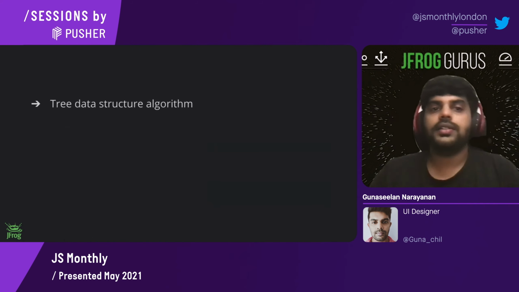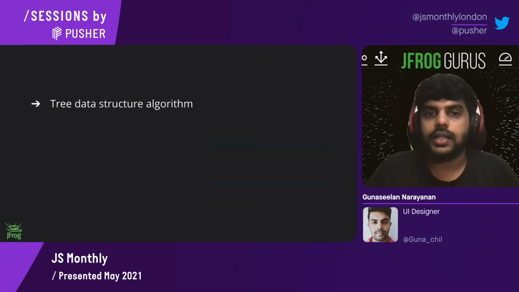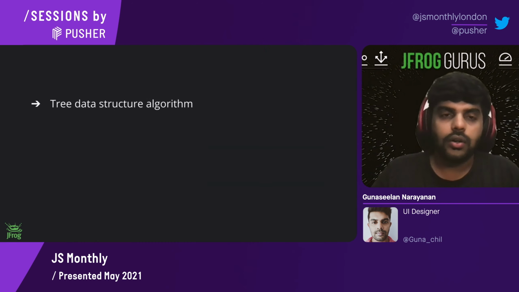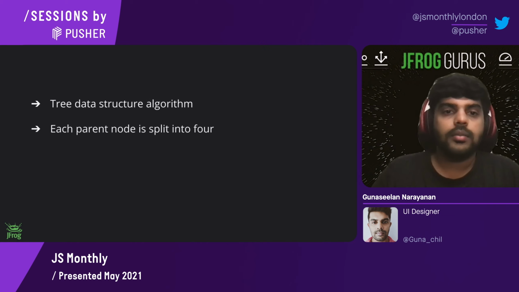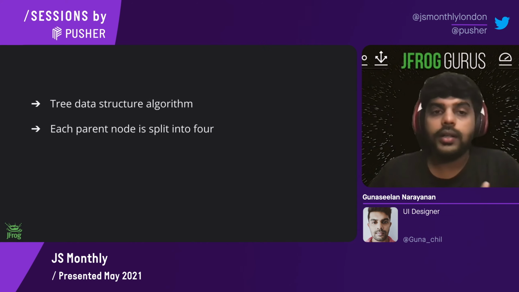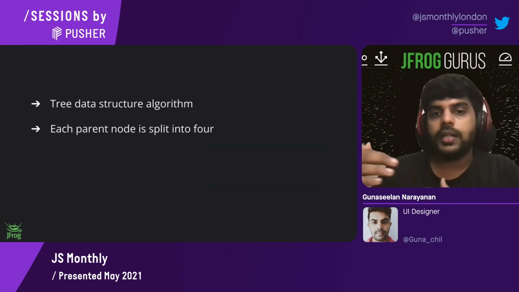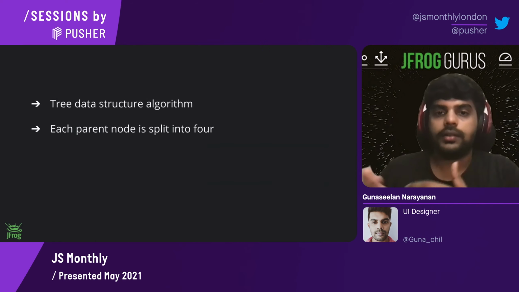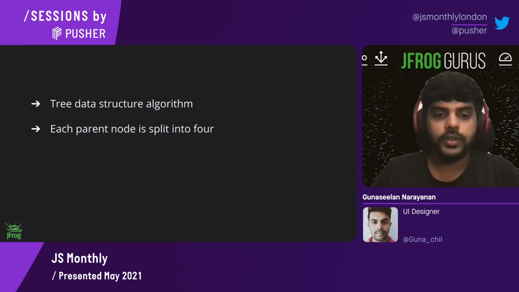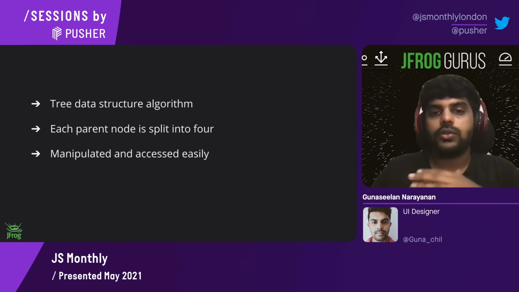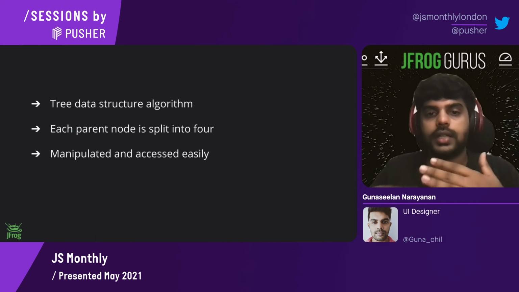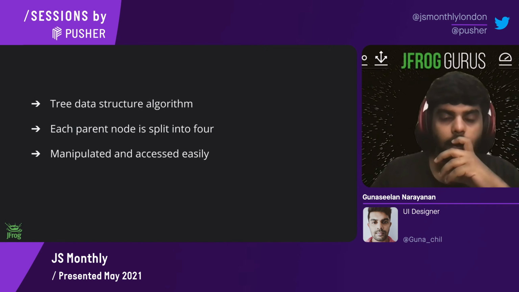As you all know, Quadtree is a tree data structure algorithm you would have studied in your school or college. So what a tree data structure does is, it has a parent and it has some nodes as child nodes, right? So each parent node is split into 4 in Quadtree. Yeah, obviously quad is nothing but 4. So each node will be split into 4. So each parent node will have 4 child nodes. So that's what Quadtree is.